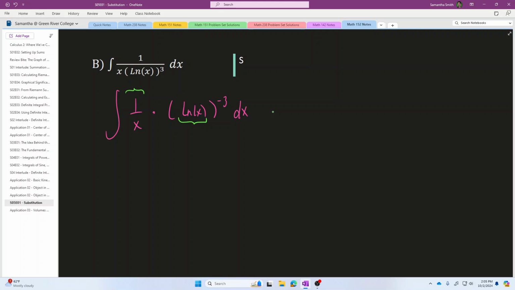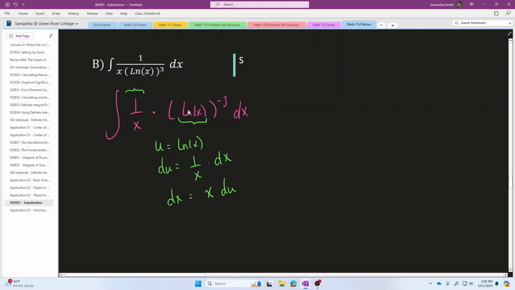So having recognized that this is probably a situation where method of substitution would be useful, I'm now going to proceed with that method. I'm going to go ahead and set u equal to the function natural log of x, whose derivative is this 1 over x sitting out in front of the product. And I'm going to use that function and its derivative to give me information to replace this natural log of x with something containing u, and to replace this dx with something containing u instead.